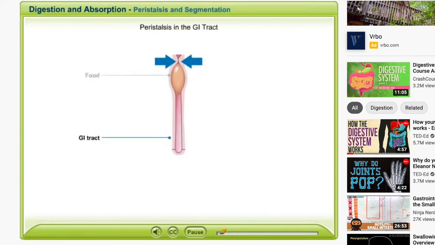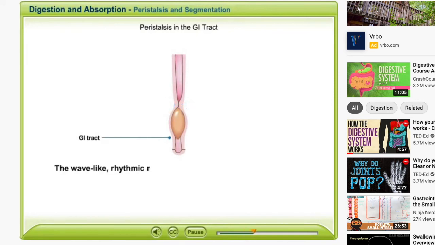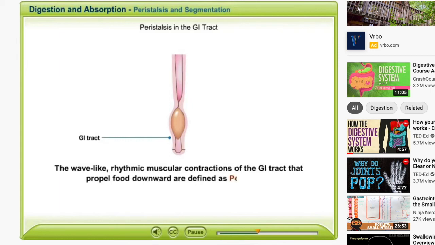Distinct muscular actions of the GI tract move food on its long journey. Wave-like rhythmic muscular contractions push food and digestive materials in one direction along the GI tract. These muscle contractions are called peristalsis.